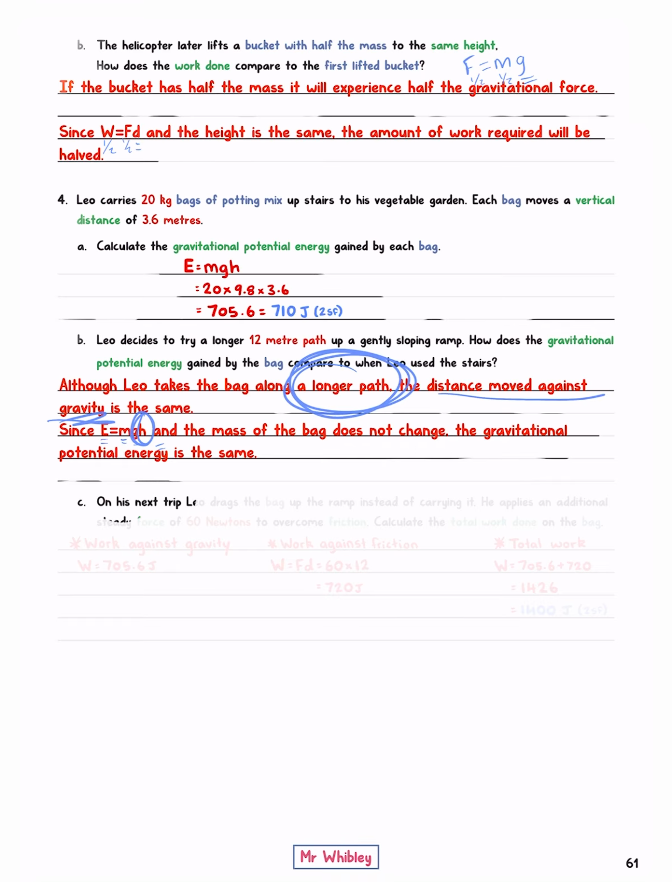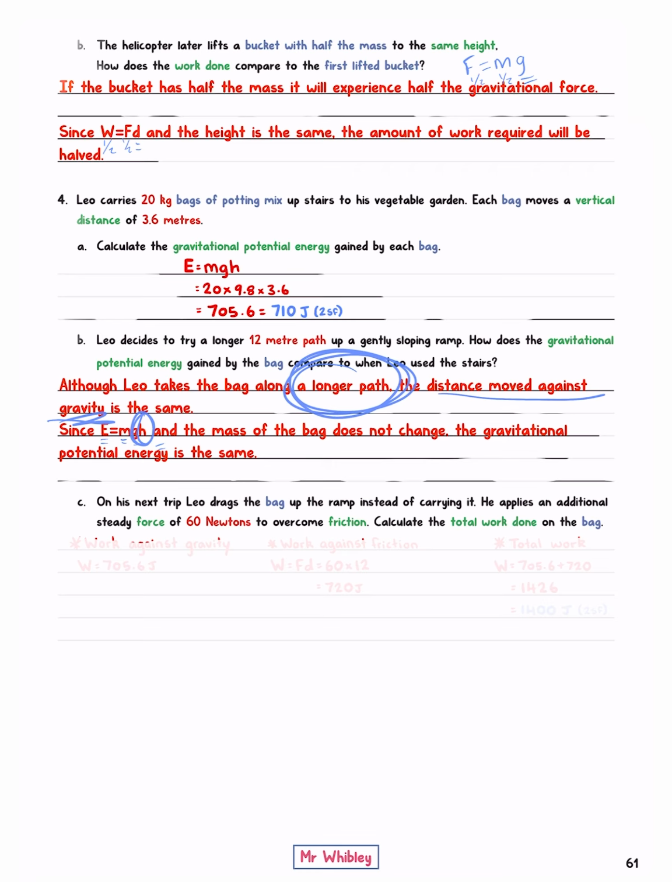On his next trip, Leo drags the bag up the ramp instead of carrying it. He applies an additional steady force of 60 newtons to overcome friction. Calculate the total work done on the bag. We know our work done against gravity because we found it in part A.